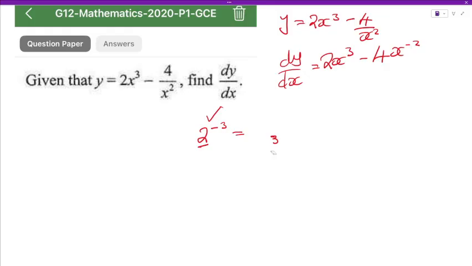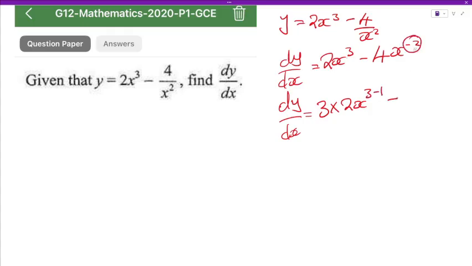Once you have done that, you can now start differentiating. Remember we said to differentiate, you need to multiply the power of x with the coefficient of x. So dy over dx is equal to 3 times 2 x to the power 3, take away a 1. Here your power is a negative, so we're going to say minus 2 times negative 4 x to the power negative 2 minus a 1.